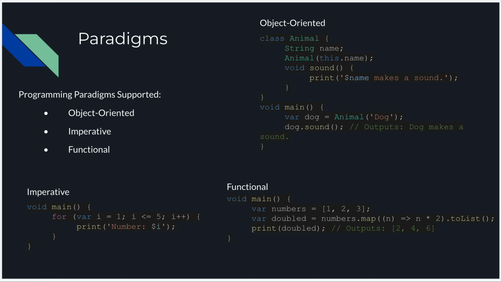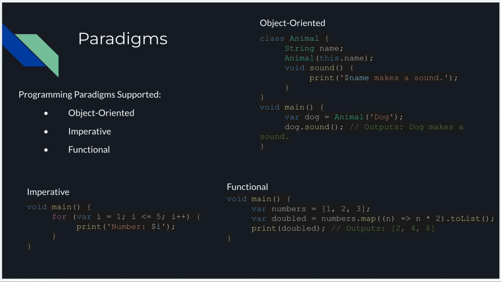So Dart is a versatile language supporting multiple programming paradigms. For object-oriented programming, Dart allows developers to define classes, properties, and methods, as seen in the animal class here. Imperative programming is supported through things like loops and conditionals, shown by the simple for loop here.